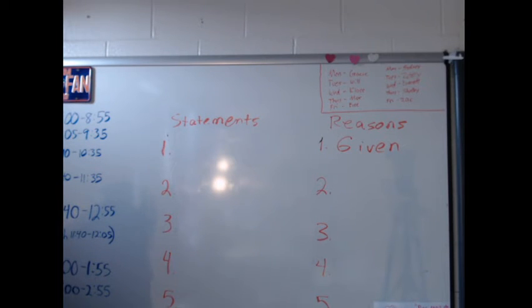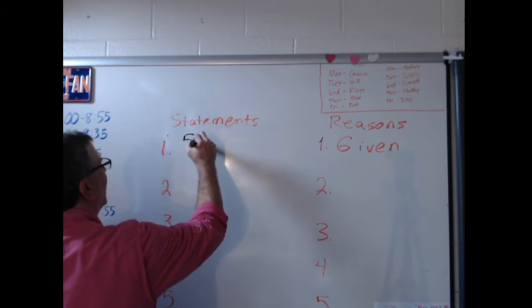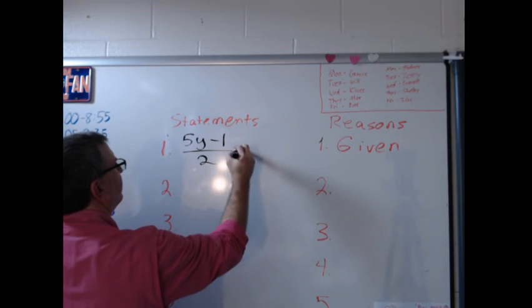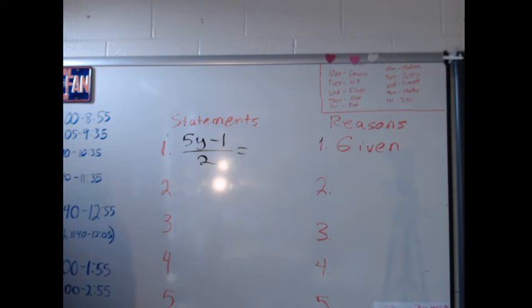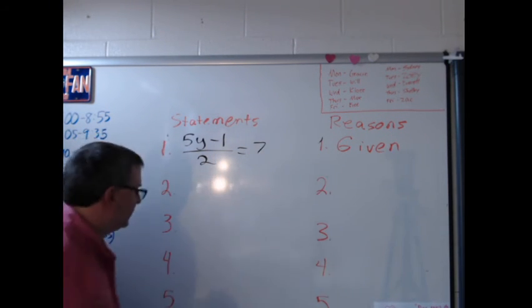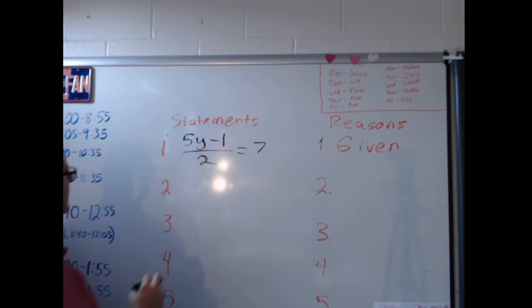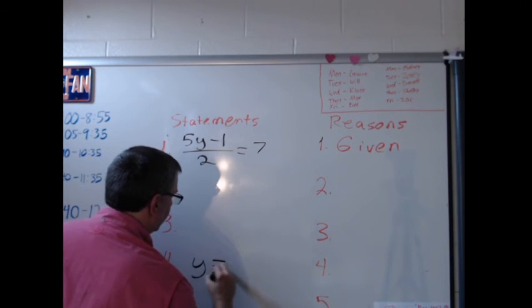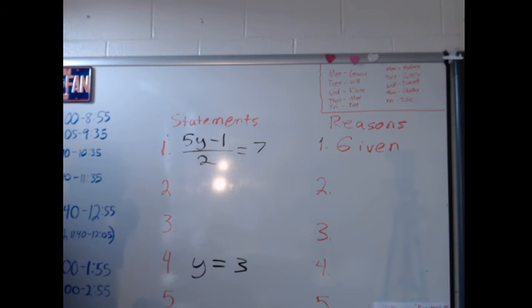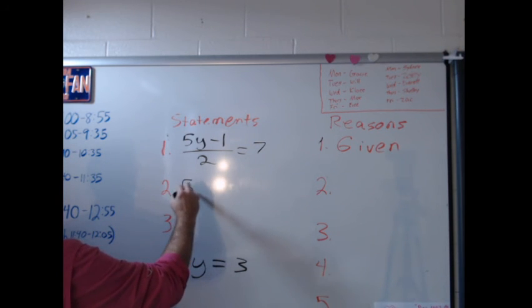All right. Okay, so 5y minus 1 divided by 2 equals 7. It's a 4-step proof, and I have y is equal to 3. I'll let y'all talk out what you need to do. How many steps? 4. Multiply. Thank you. So I'm going to multiply both sides by 2.